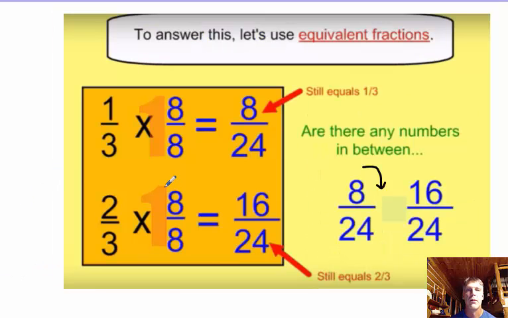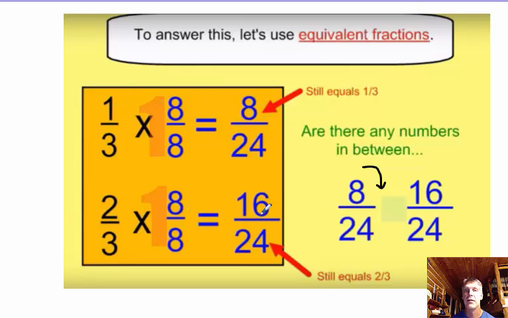All right. What if I have another question? Is there a number that I can find that falls between 1/3 and 2/3? Well, you're going to say no. There's no number because that's 1 and that's 2. But there is. If I want to find equivalent fractions, I multiply the top and the bottom by 8 for both of them. So 1 times 8 is 8, and 3 times 8 is 24. So these are equivalent right here, 1/3 and 8/24.